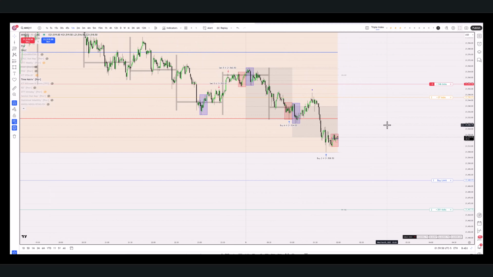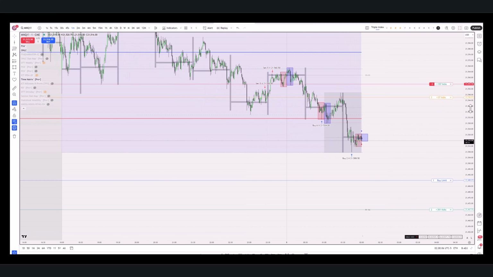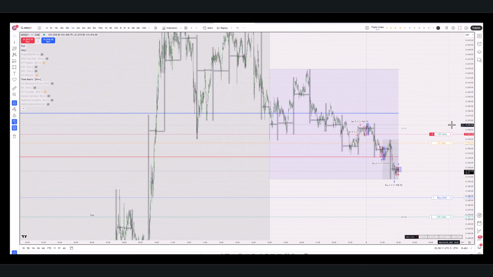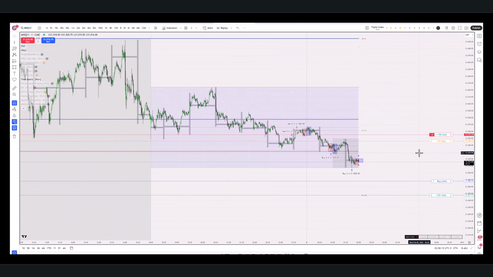Three, two, one. Ding, ding, ding. This is a big one too. This is a new 4-hour candle and everything. That's why you see everything resetting. New hours, new 4-hour, new 1 hour, new 15-minute, all kinds of new candles firing up there.